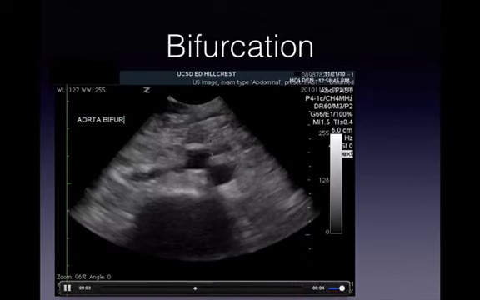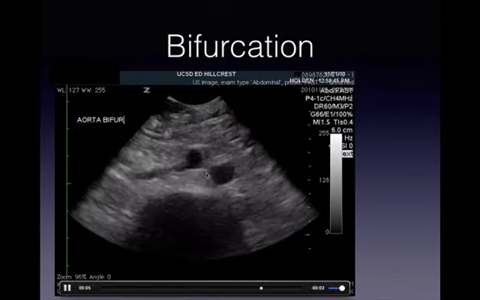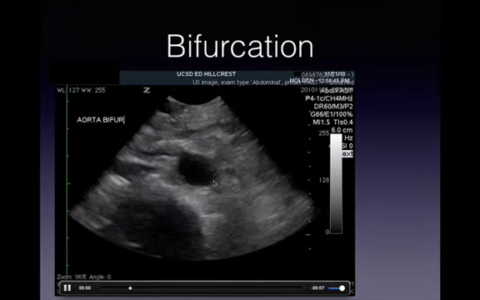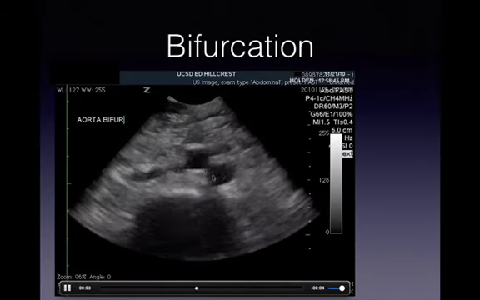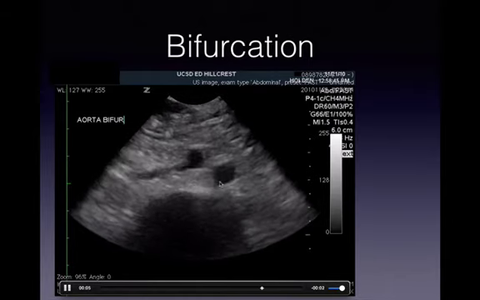Now we're going down to about the umbilicus, and we can see that we have bifurcated into the iliac arteries. So here we're at the bifurcation of the aorta.